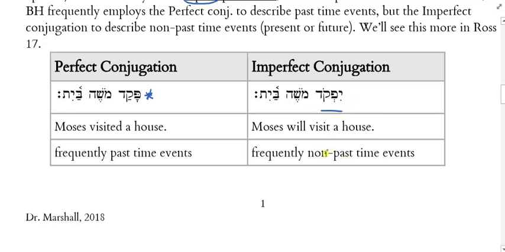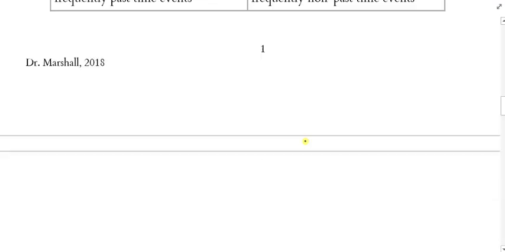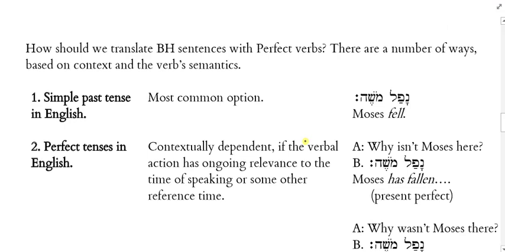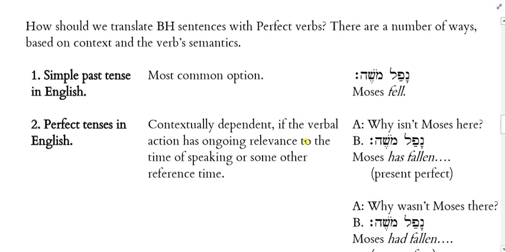The imperfect conjugation is frequently used for non-past time events. So we will often translate them that way when we have absolutely no context. Perfect verbs, usually with past. Imperfect verbs with non-past semantics, as in present or future. And we have a little bit more that we can say about it. So let's look at the next page here. How should we translate biblical Hebrew sentences with perfect conjugation verbs?